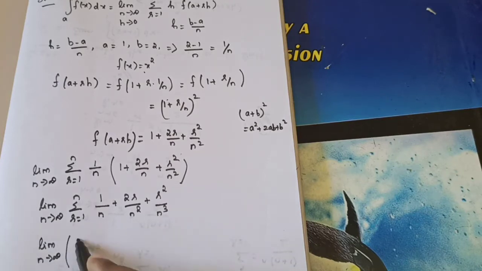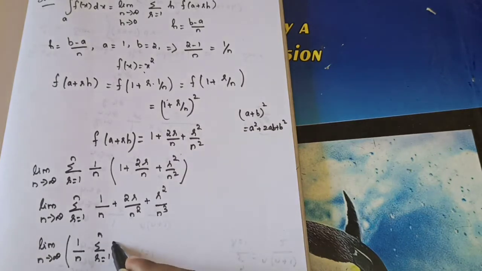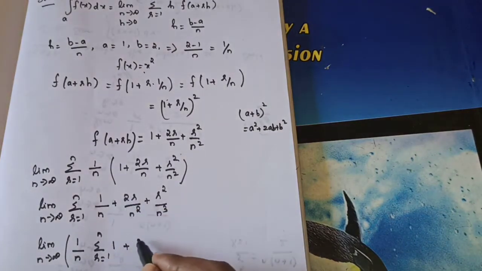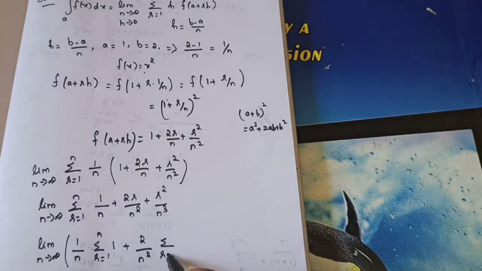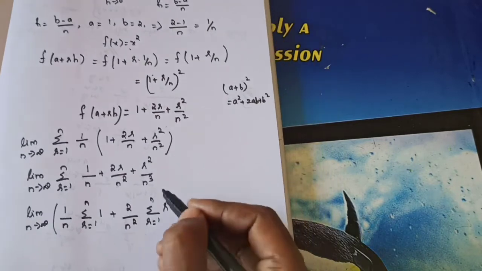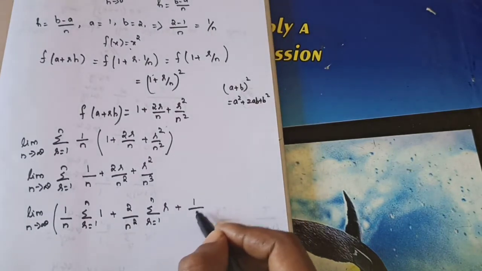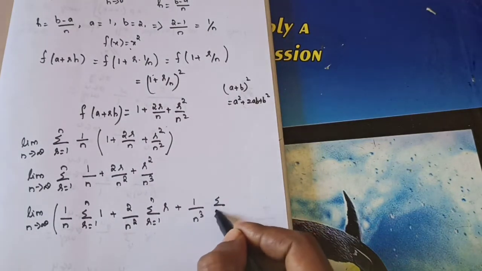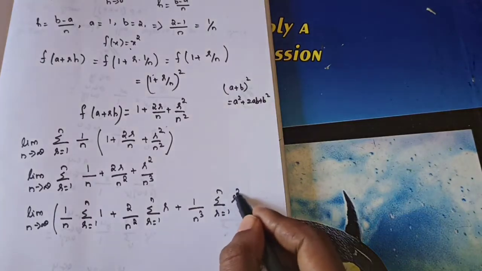So what will happen? 1 by n is outside. So the balance is summation r equal to 1 to n, 1 will be there. Then here what's the constant? 2 by n square is the common constant. So summation r equal to 1 to n, r alone will be there. Next, what is the constant? 1 by n cube is the constant. So summation r equal to 1 to n, r square must be there.